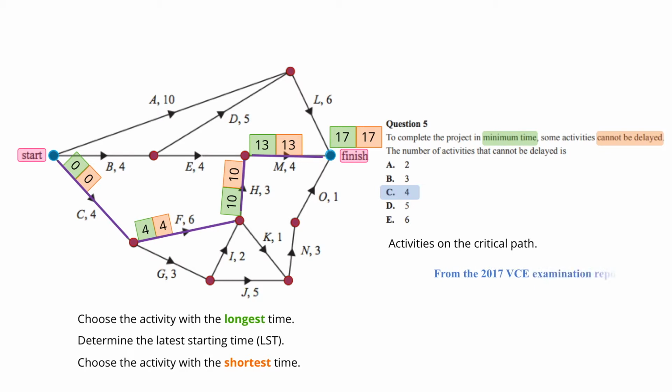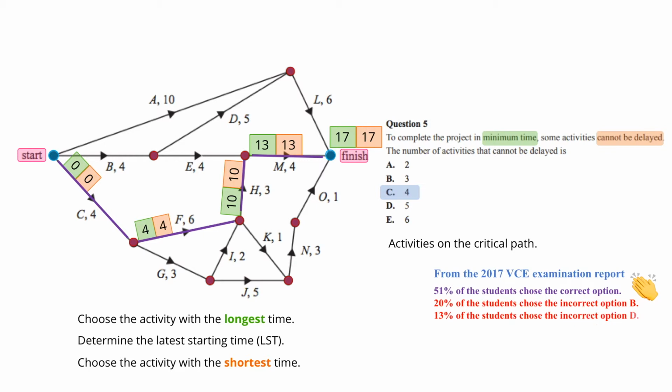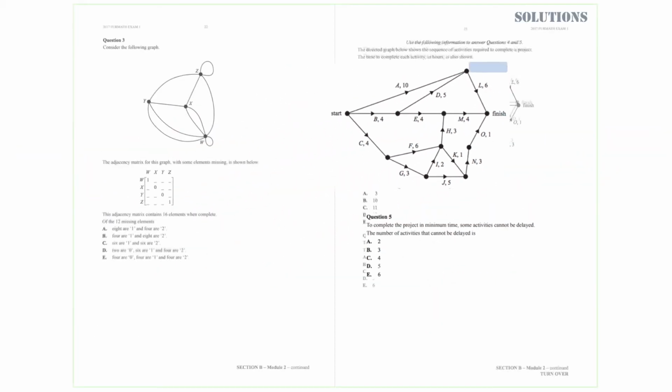From the 2017 VCAA examination report, 51% of the students chose the correct option, with 20% of the students choosing the incorrect option B and 13% of the students choosing the incorrect option D.